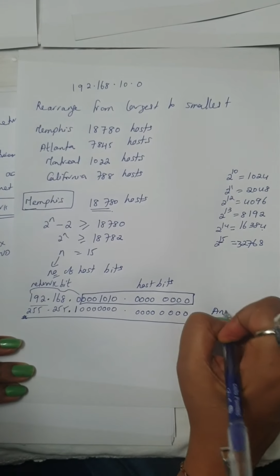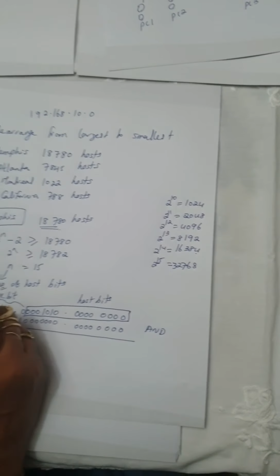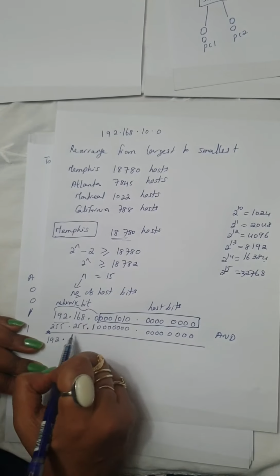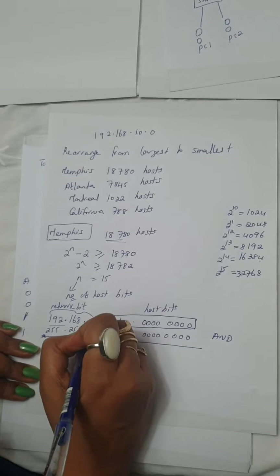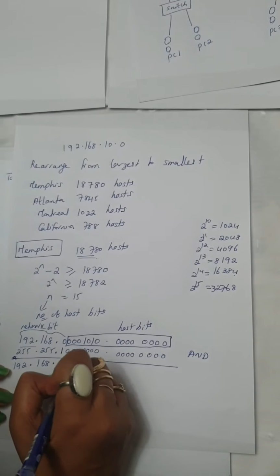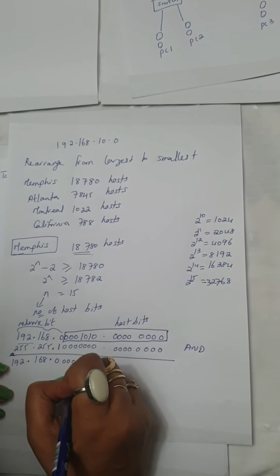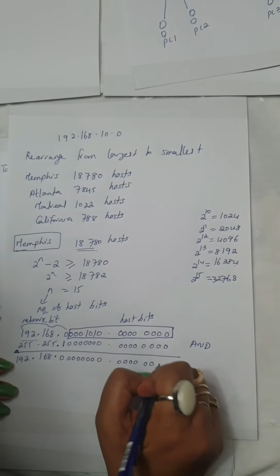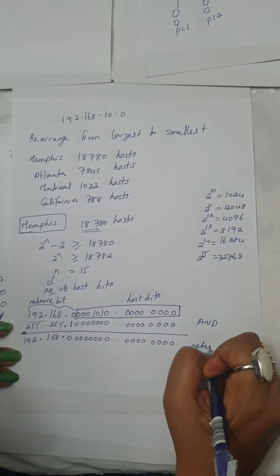Now we are going to perform the AND operation to obtain the network address. Here we are multiplying with 1, we get 192. Here we multiply with 1, we get 168. Here 0, 1 comes to 0. Here we have 0, so it will be 0, 0, 0, 0, 0. And all here will become 0. Now, this is the network address.